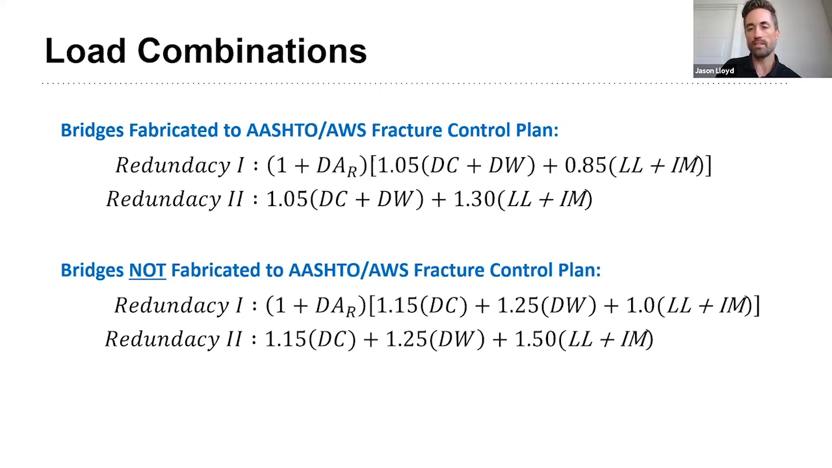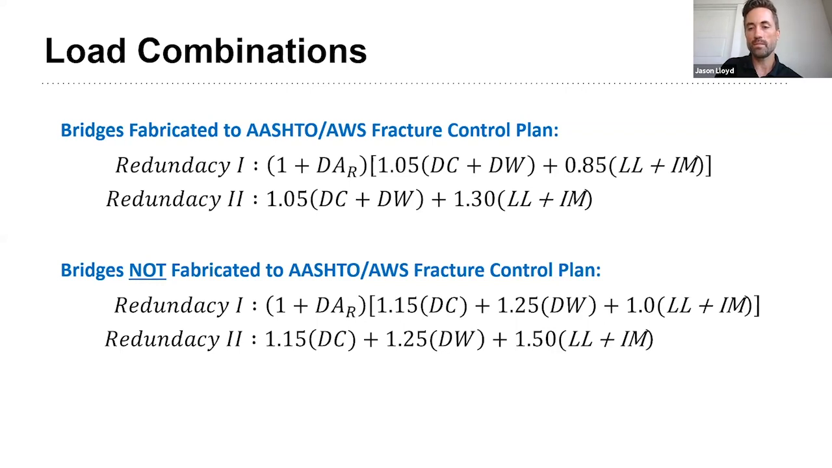Redundancy 1 evaluates the ability of the bridge to immediately survive a sudden brittle fracture. The load factors developed for redundancy 1 correspond to a target reliability factor of 3.5 in the faulted state. Note, this load combination is not intended to produce the fracture, but to represent the average maximum load, in particular live load, that may be on the bridge at the time of a fracture. This level of reliability ensures with high confidence that the bridge will survive the initial fracture. Notice that this also includes the dynamic amplification factor, DA sub r.